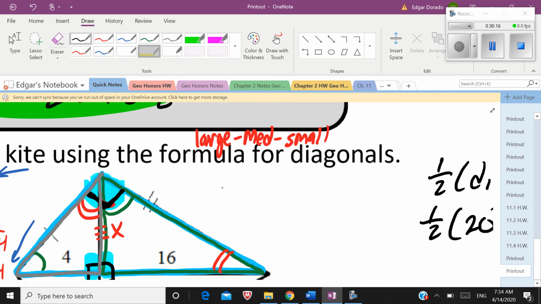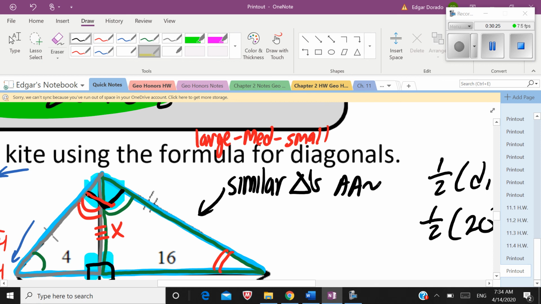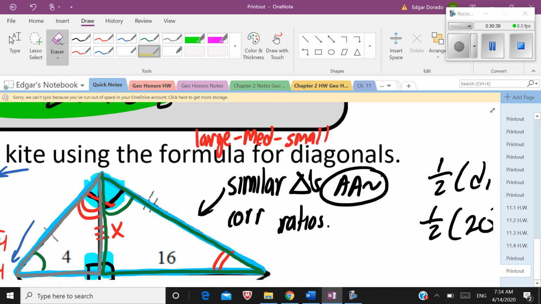Do not forget that topic. Similar triangles. All three of those triangles are similar by angle-angle similarity. Okay, what does that mean? Then I can set up corresponding ratios of corresponding sides of each of those similar triangles, right? Because similar triangles always have corresponding ratios. So let's go ahead and write those down.